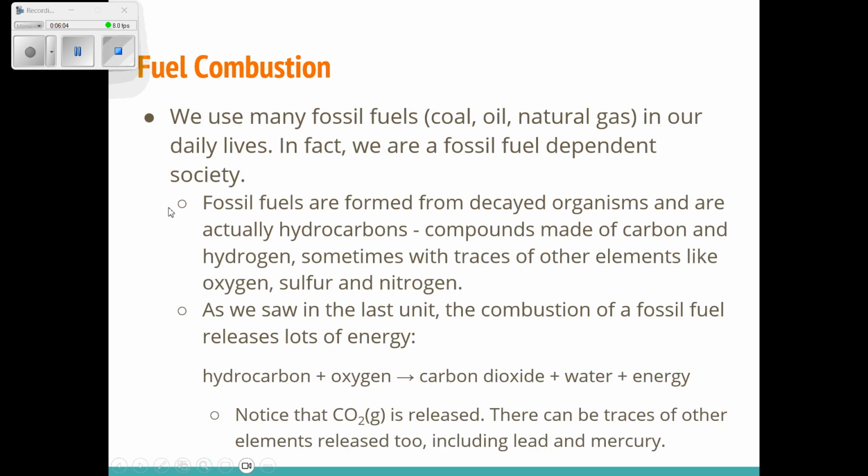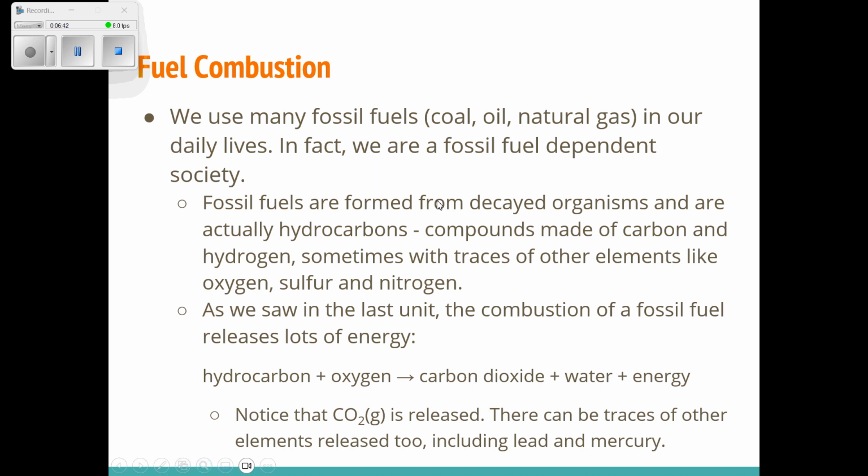Moving on to fuel combustion. We use many fossil fuels in our daily lives, and we have looked at how we take fossil fuels and convert them to electricity in our electricity unit. In fact, we are a fossil fuel dependent society. Fossil fuels are formed from decayed organisms and are actually hydrocarbons, which are compounds made of carbon, hydrogen, and sometimes traces of other elements, such as oxygen, sulfur, and nitrogen. So as you can see, they're just a type of chemical.